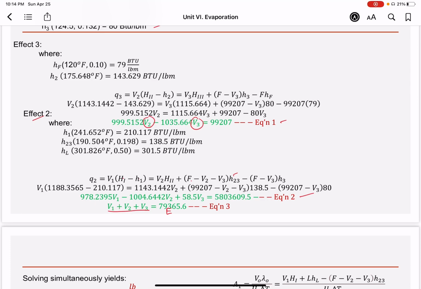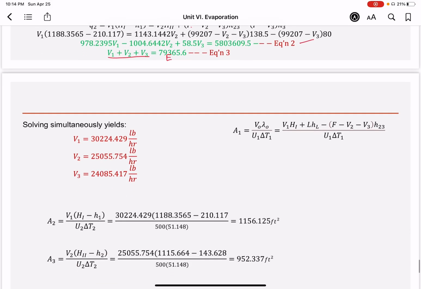Solve the three equations simultaneously, and then you arrive at these values here, which is V1 is 30224.429, V2 is 2505.74, and V3 is 2408513. Now, if we will check these values through conducting another, so this is the second trial.